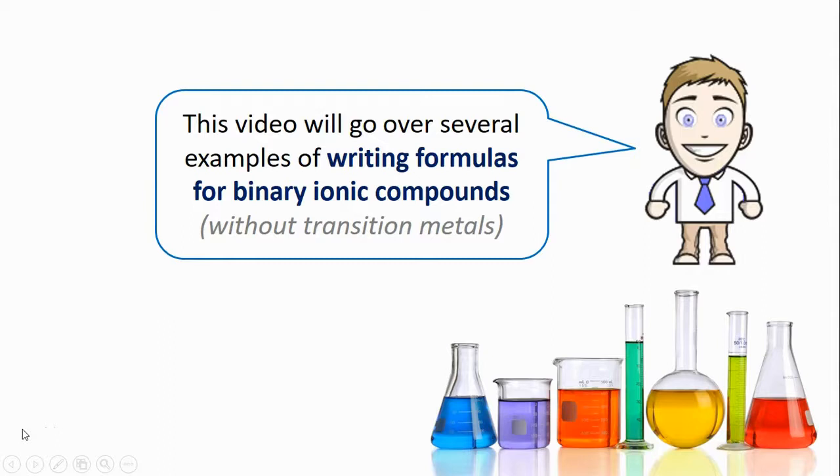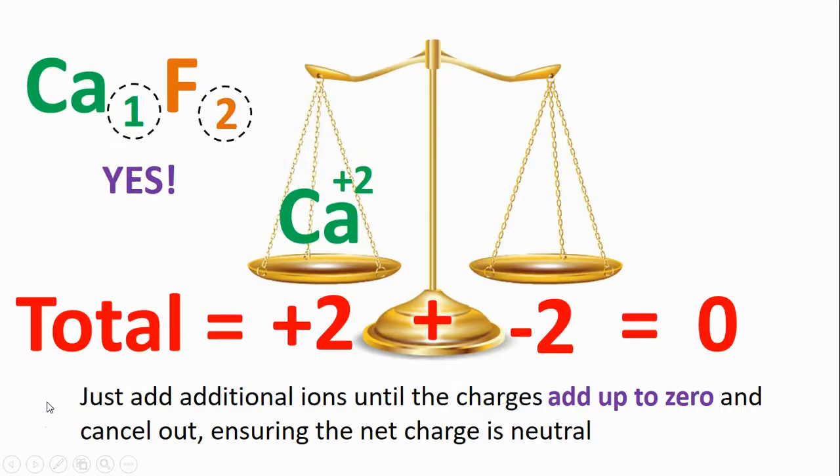In this video, I'm going to go over several examples of writing formulas for binary ionic compounds, still no transition metals. Remember from the last video that when writing ionic formulas, it's all about balancing charge. If you've got a +2 calcium ion and a -1 fluoride ion, it's going to take two of those fluorides, so they add up to a -2, balancing out the +2. This makes your final formula Ca1 for the 1 calcium, F2 for the 2 fluorides you needed.